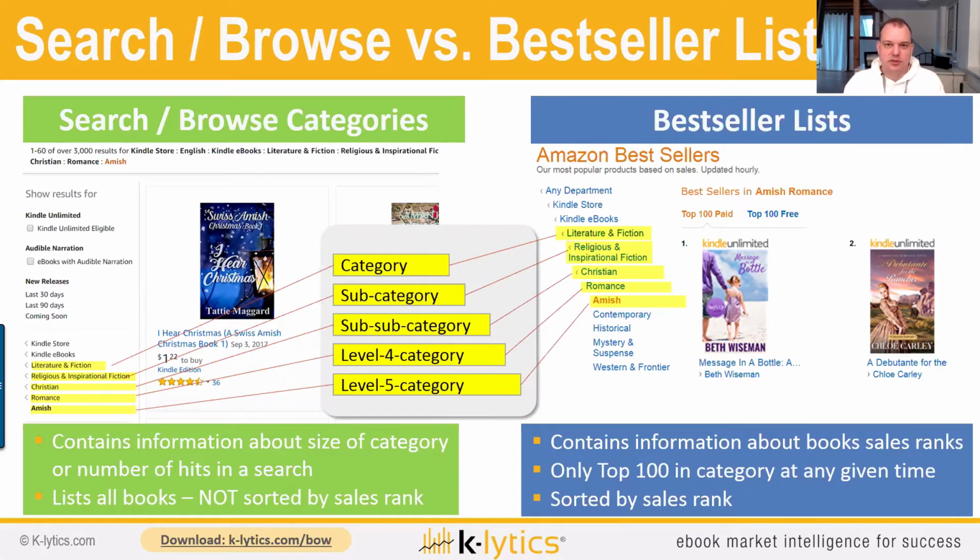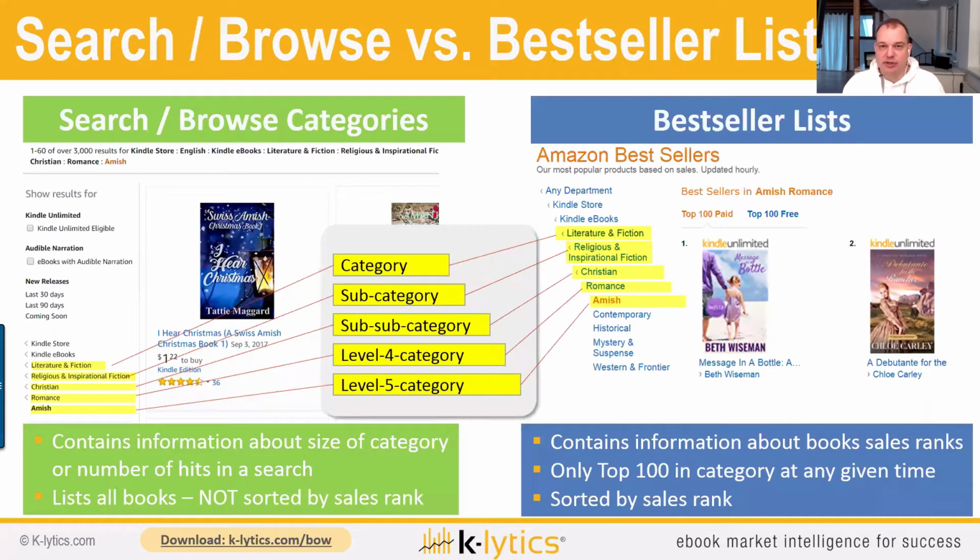So if you search, it will tell you there's 35,000 billionaire romance novels, or more than 50,000 paranormal romance novels. And it contains information about the size of a category. So you get all the results displayed.